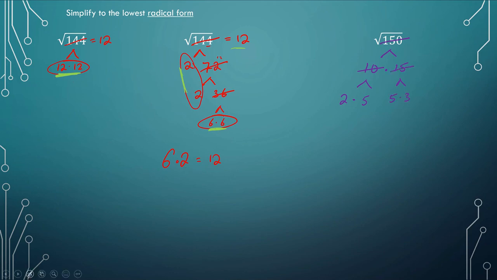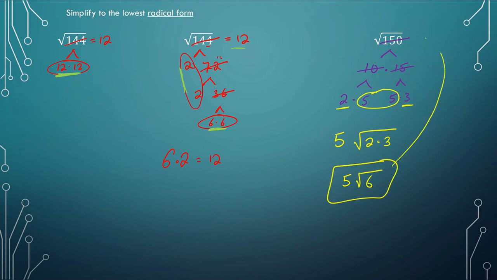So a perfect example here: I have a pair of 5s, so a 5 comes out. This 2 and that 3 did not have a pair, so they're going to stay inside my square root, and we're going to multiply those two numbers together. When I multiply, I get a final answer of 5 square root of 6. And so that is what the square root of 150 simplifies down to.